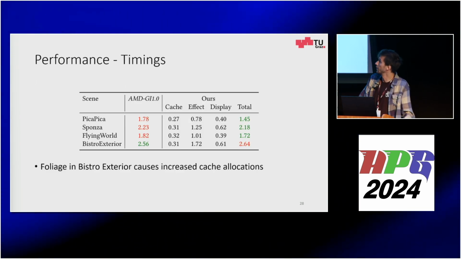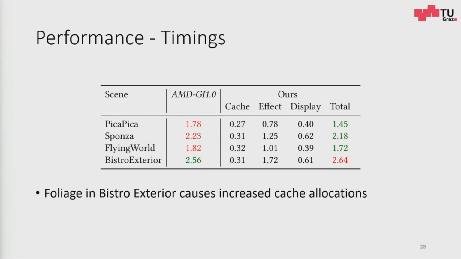Now let's go over to the evaluation. So for performance for a single viewer, we evaluated 4 scenes. In 3 of them we were faster than AMD-GI. In the last one, Bistro Exterior, we were slower. And what we observed there is an increased number of cache allocations in our approach due to the foliage. Since we try to allocate a cache for every pixel, foliage, basically with fine and detailed geometry, will have more caches and therefore be slower in that case.